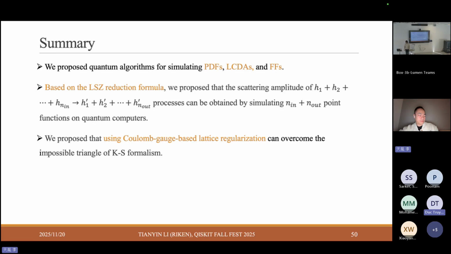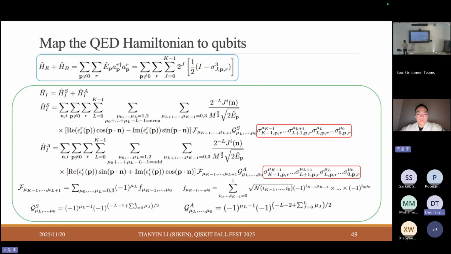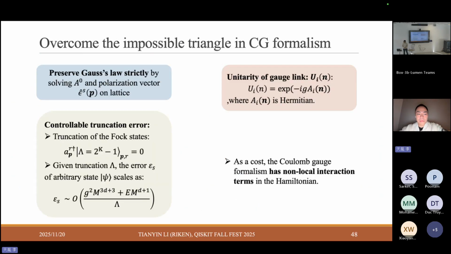Oh, okay. I have a question. Do you have any truncation? I mean, the cutoff from the gauge field to the cubic system? Yeah. We do the cutoff. We truncate the Fock state of the photon.